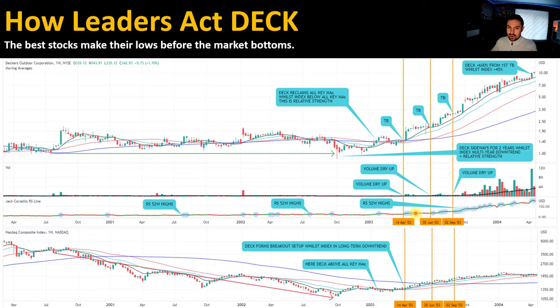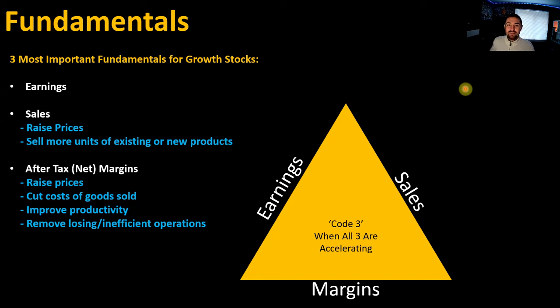So hopefully that was enlightening for you. In the next section, we're going to be looking at fundamentals of growth stocks. So what are the most important fundamentals of growth stocks? Well, in my view, there are three. And in Minervini's view, there are three as well. It's earnings, it's sales, and it is after-tax net margin. So earnings, sales, margins, and you'll see in his books, he refers to them as a code three, when all three are accelerating. So earnings, sales, and margins are the three most important things to be focusing on.